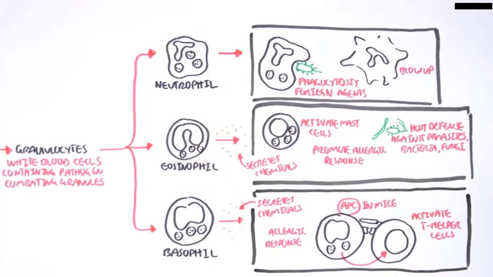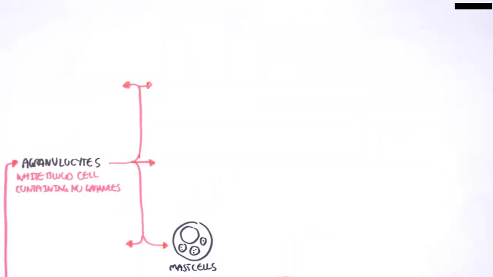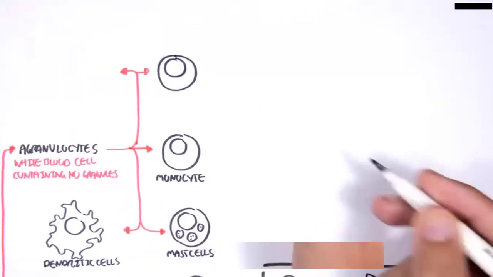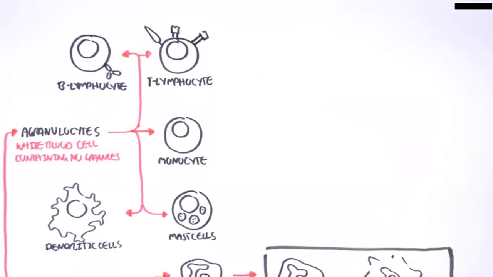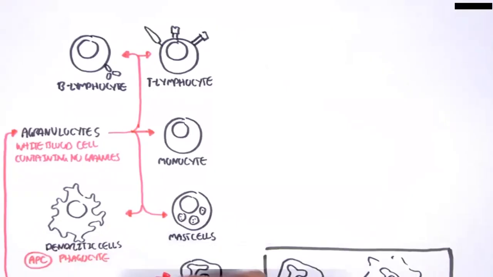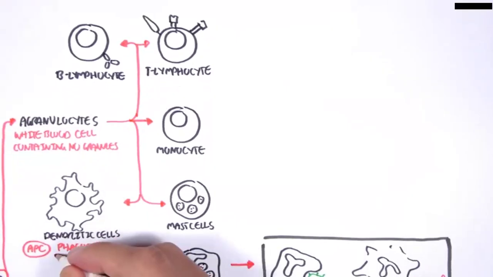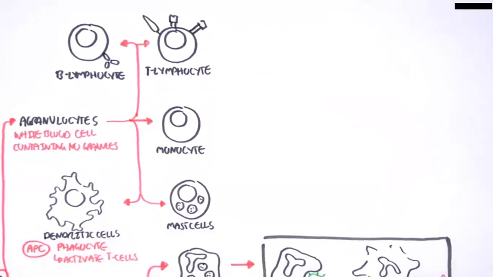Now let's look at the agranulocytes, cells that do not contain granules. We have mast cells, dendritic cells, and monocytes. Dendritic cells are the first line of defense. They are phagocytes and are the main antigen-presenting cells, which means they are cells that activate other cells.